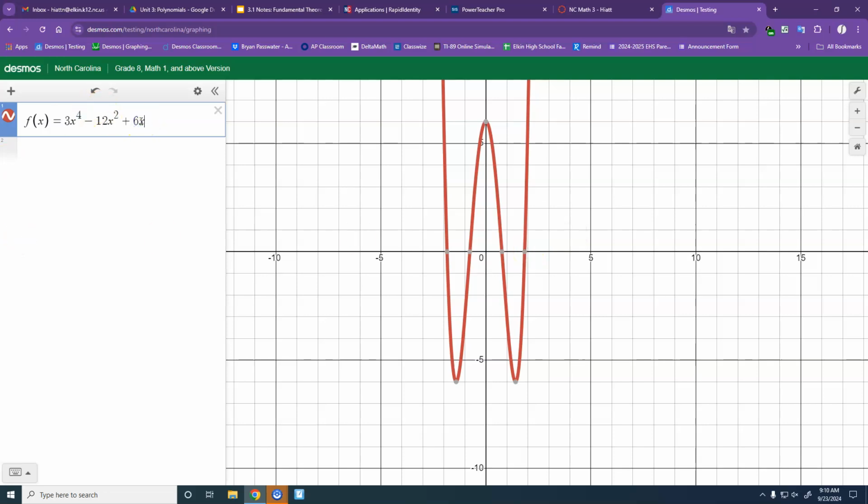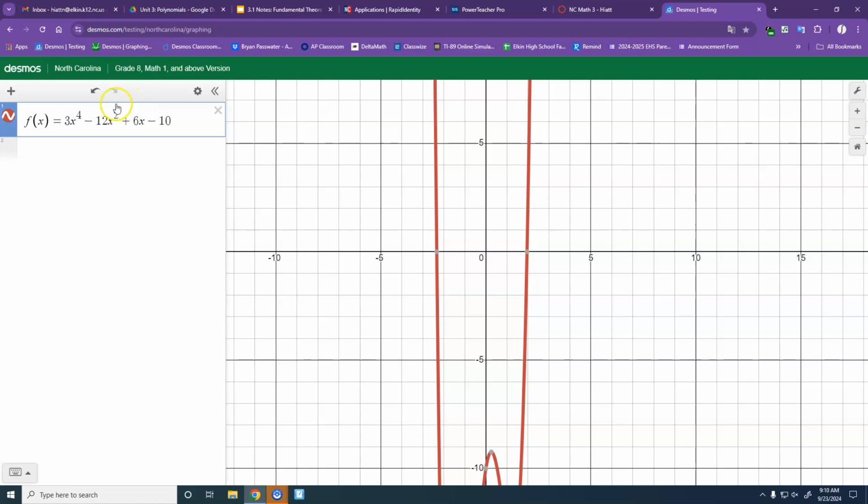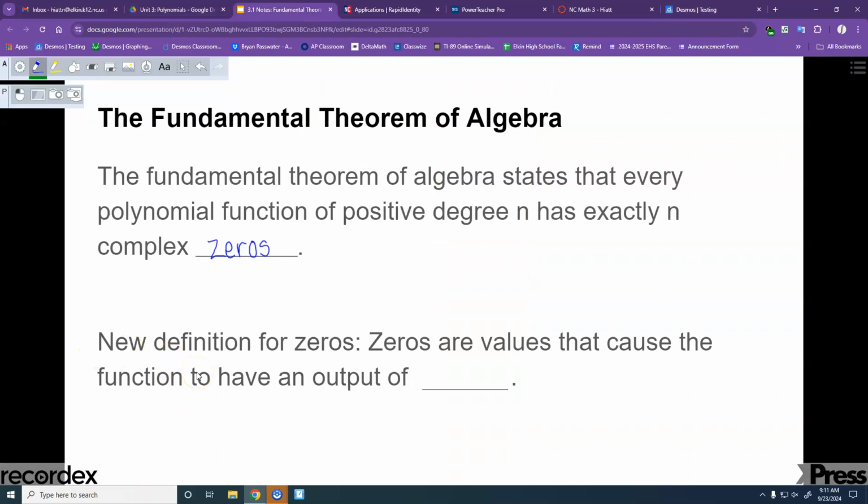But if I change this, if I put an x right here and put a minus 10, would you guys agree? Still a fourth degree polynomial. Well, here's the problem. The degree only matters about your highest exponent. Is my highest exponent still 4? It is. How many zeros do we have, though? Just 2, right? I've just got 2 places where I cross the x-axis. So this is why they threw that word complex in there, okay? So we got to make a new definition of zeros for this fundamental theorem of algebra to be true.